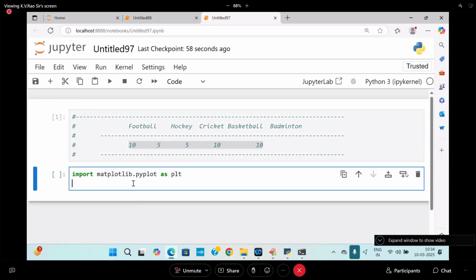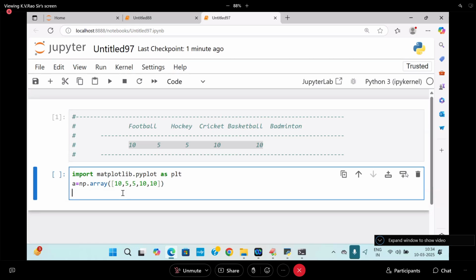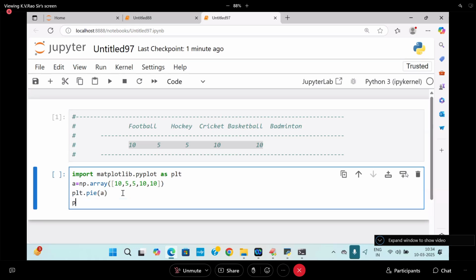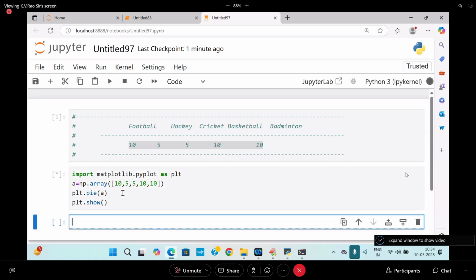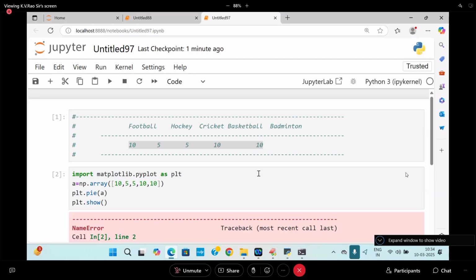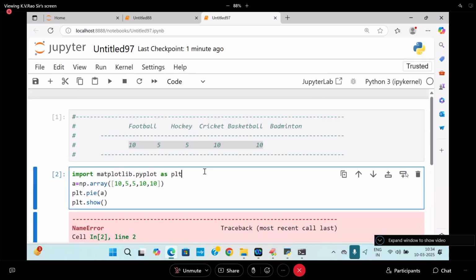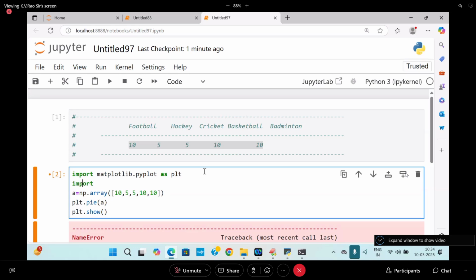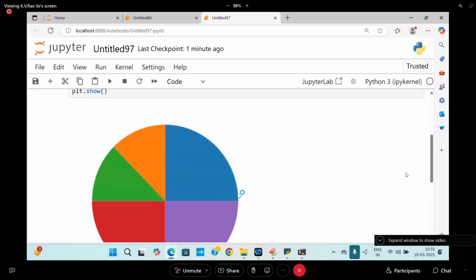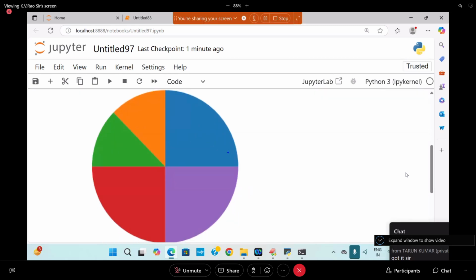a = np.array of values 10, 5, 5, 10, 10, 10. So now I will go to plt.pie of what? And plt.show. So you will be getting... import numpy as np. So you'll be getting exactly, if you look at, this is going to contain what?